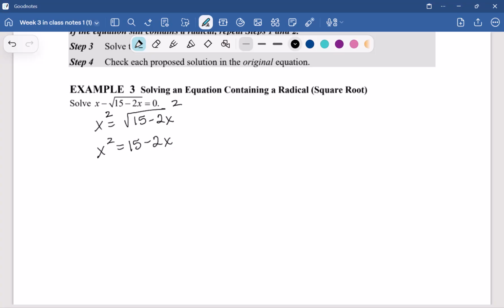Get everything on one side and factor it. So when you cross the line, you change the sign. So I have an x squared. It was a negative 2x. Now it's a positive 2x. It was a positive 15. Now it's a negative 15.